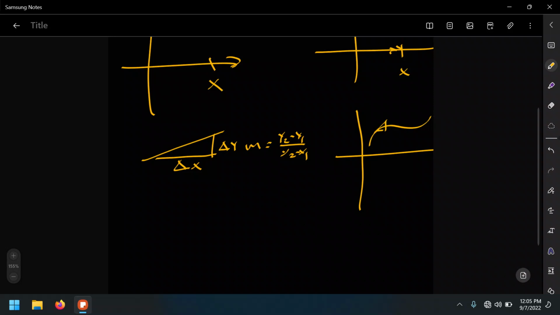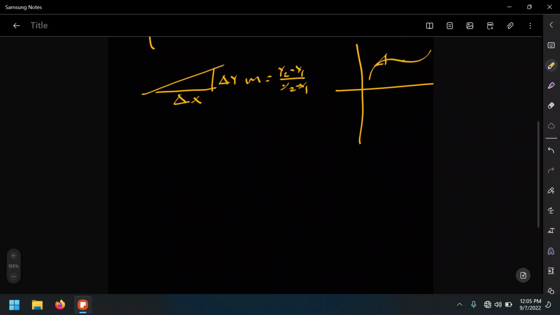Now we're going to extend the idea and the concept to find the steepness at a point right here. A line always has the same steepness, the same slope, but a curvy shape has different steepnesses at different points. So that's what we're going to do with calculus.